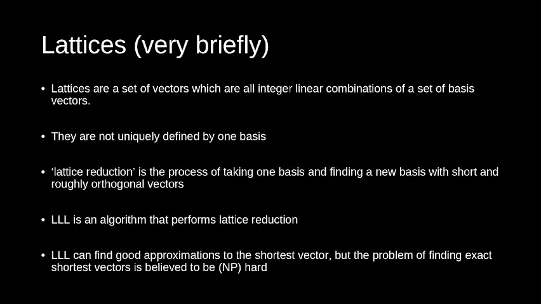So lattices, very briefly, are a set of vectors which are all integer linear combinations of a set of basis vectors. They are not uniquely defined by one basis. Lattice reduction is the process of taking one basis and finding a new basis with shortened, roughly perpendicular vectors. And LLL is an algorithm that performs lattice reduction, and it can find good approximations to the shortest vector, but the problem of finding exact shortest vectors is believed to be an NP-hard problem.